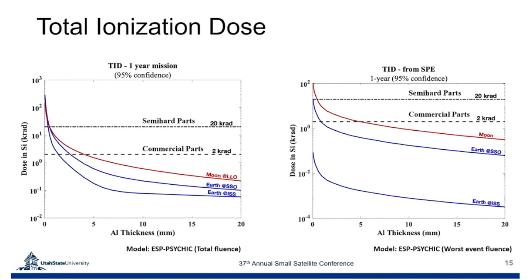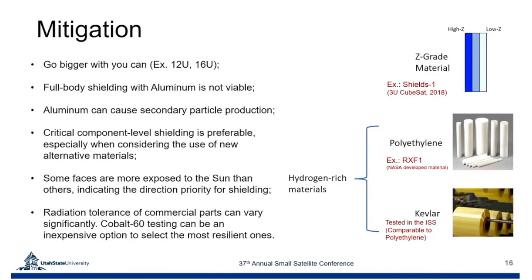What is more of a concern is, of course, solar particle events. They are very unpredictable and very hard to see what's going to be the likelihood to receive such powerful energetic particles. And we can see that the moon is much worse than operating in a sun synchronous or in the ISS orbit. Okay, so we need to start thinking about how to make our CubeSats more resilient.